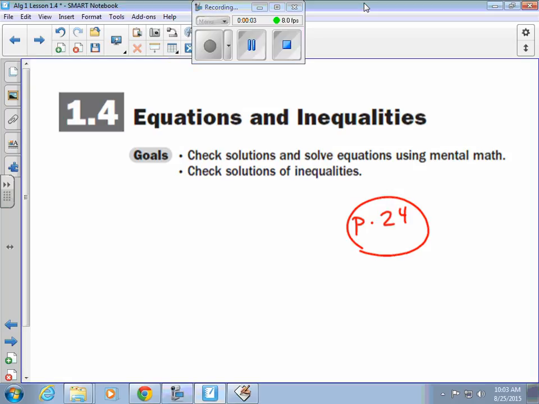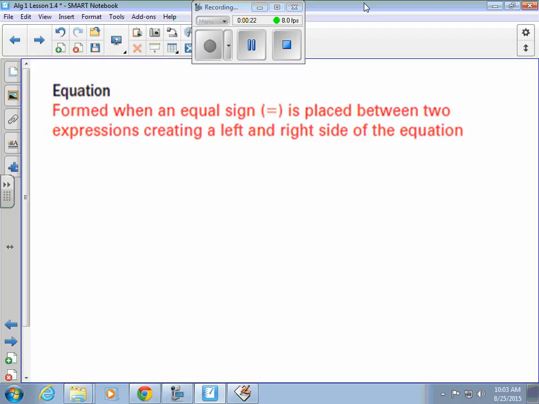This is Algebra 1, Lesson 1.4, Equations and Inequalities. Two goals beginning with this lesson: checking solutions and solving equations using mental math. So it's quickly using numbers that you can figure out, asking what numbers make things true, and we're doing the same thing with inequalities, beginning on page 24 in the textbook.